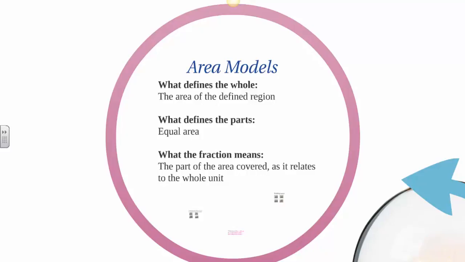The third type of model is area models. With this tool, the whole is defined by the area of the defined region, and the parts are the equal areas.